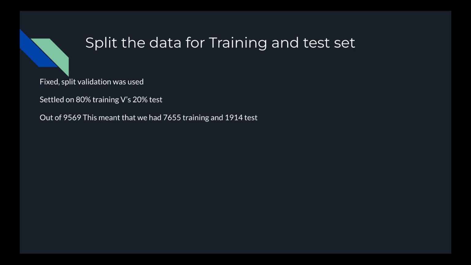To do all of that, we split the data. We had a training and test set, and we used fixed split validation, and we settled on 80% training versus 20% test. So of the 9,569, we had around 7,655 for training, and 1,914 for the test.